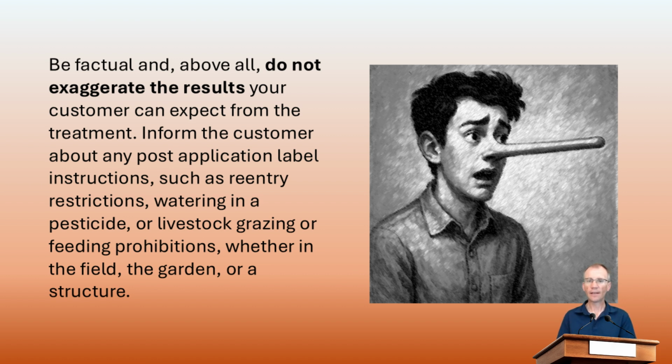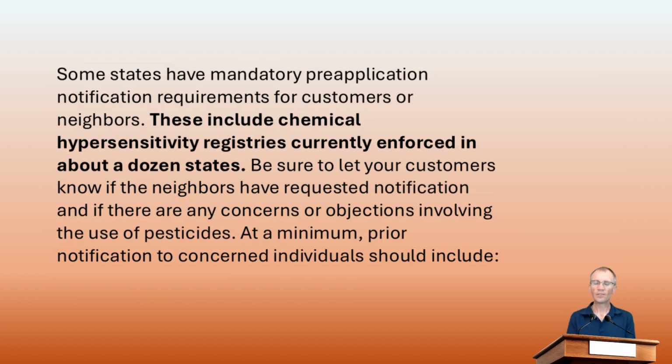Be factual and, above all, do not exaggerate the results your customer can expect from the treatment. Inform the customer about any post-application label instructions, such as re-entry restrictions, watering in a pesticide, or livestock grazing or feeding prohibitions, whether in the field, the garden, or a structure. Some states have mandatory pre-application notification requirements for customers or neighbors. These include chemical hypersensitivity registries currently enforced in about a dozen states. Be sure to let your customers know if the neighbors have requested notification and if there are any concerns or objections involving the use of pesticides.